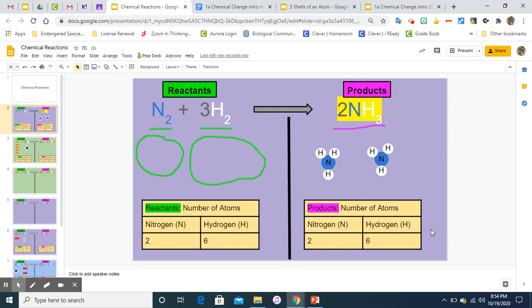What you'll notice is that the reactant side is now empty because as the chemical reaction has taken place, those atoms have become products. They're the same atoms, but have created new molecules on the product side of the equation.